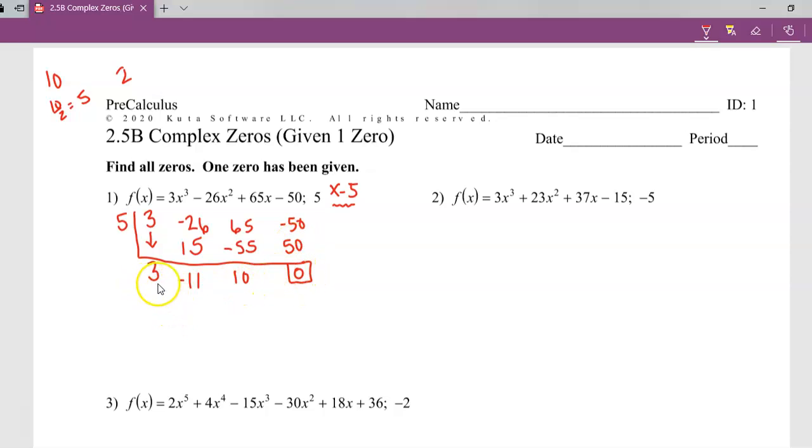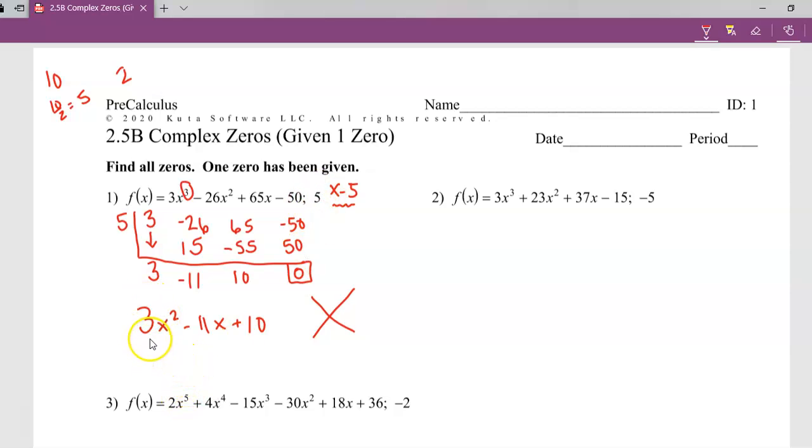So what that tells me is that another factor of this polynomial, besides x minus 5, is 3x squared minus 11x plus 10. Because remember, once I've divided one of the x's out of it, this polynomial will be 1 degree less, and then each term goes down by 1 in order. So now I have a quadratic, and I could use x factoring to factor it, and that will give me those other 2 zeros. Remember, this should have 3 zeros altogether. It gave me 1, which is 5. So now I need to find the other 2.